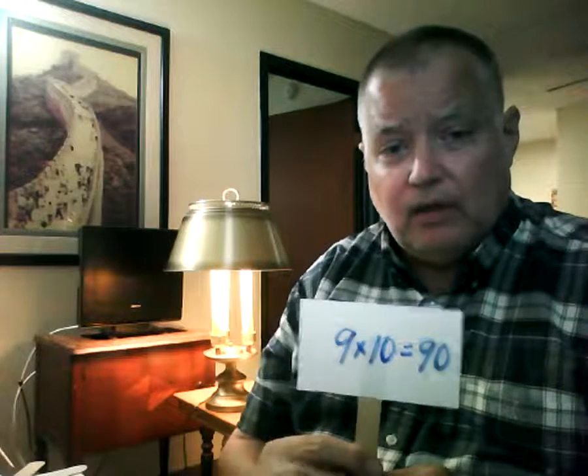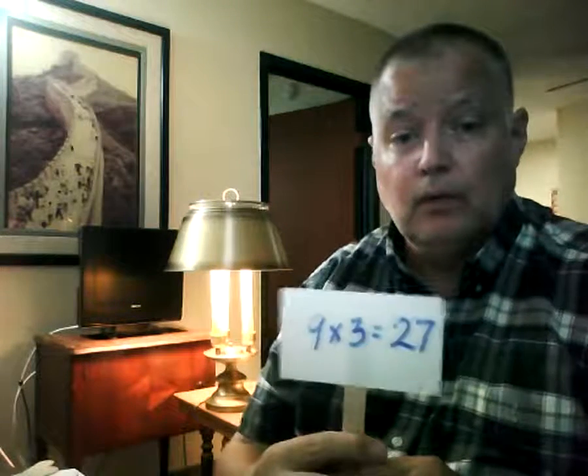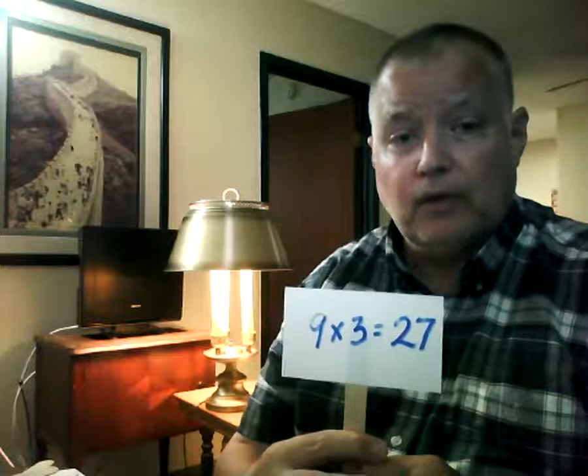Nine times ten is 90. Bridge of Spies is a really good movie, and it's a true story. Nine times three is 27.